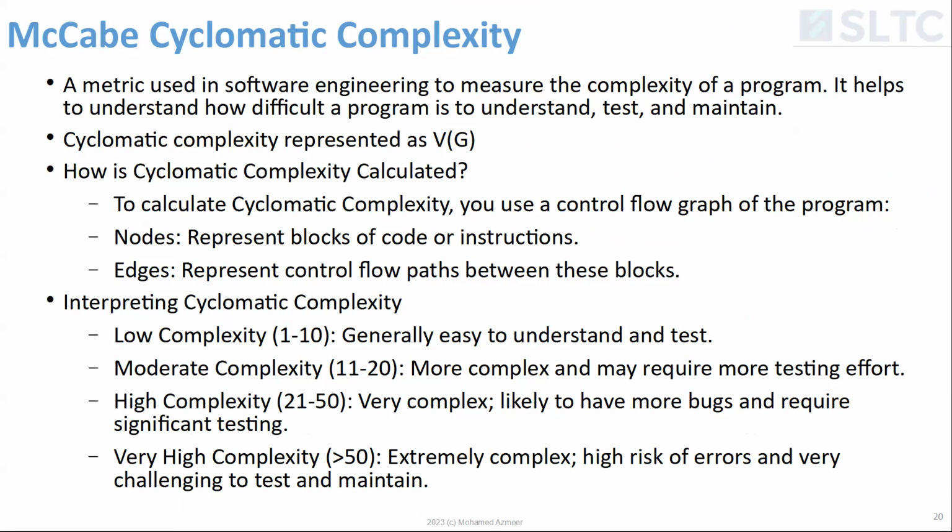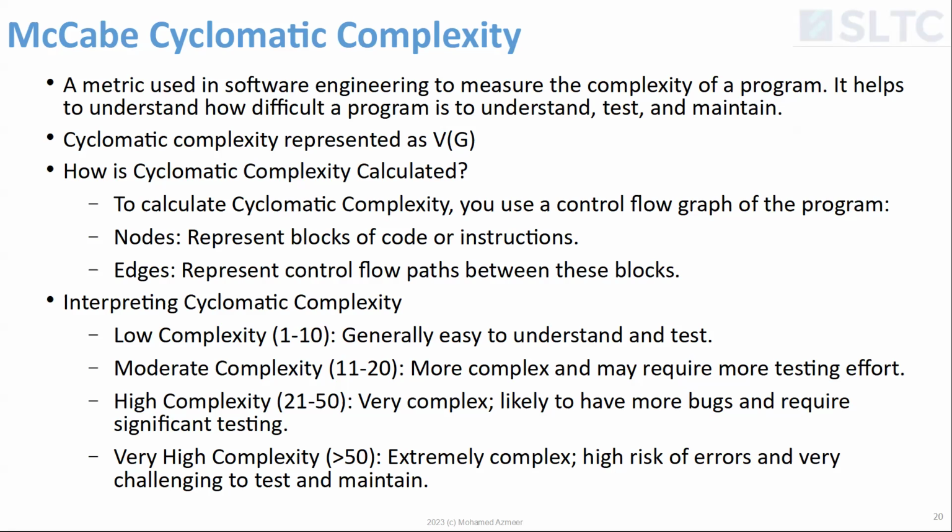After you calculate it, if your V is between 1 to 10, your complexity is okay, acceptable. Generally easy to understand and test. If your complexity is between 11 to 20, it's a bit complex, moderately complex. If it is between 21 and 50, then it's a very complex program. You might have more bugs and require more testing. If it is more than 50, extremely complex.